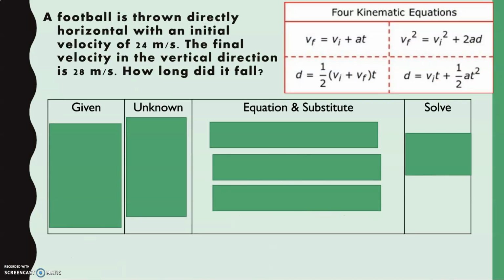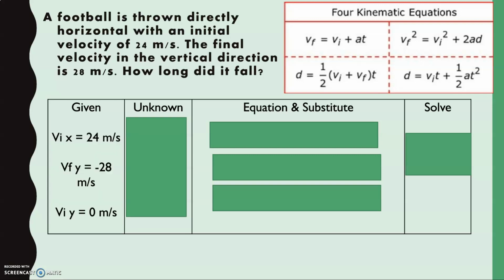All right, let's do one more. So we have a football that's thrown directly horizontal with an initial velocity of 24 meters per second. The final velocity in the vertical direction is 28 meters per second. How long did it fall? All right, so we're given quite a few things in this problem.